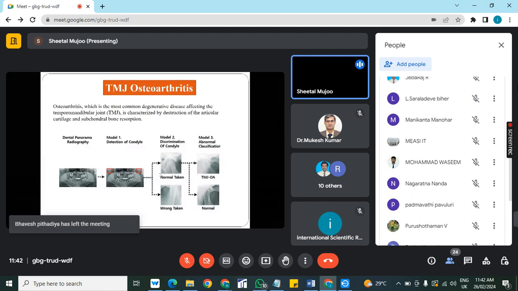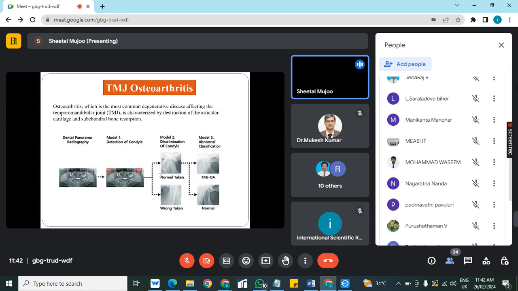You know that TMJ, when there is a degenerative disease, if you take a panorama radiograph, for example, this is how the AI works. It will first detect the condyle, then it will determine whether this condyle is normally taken or abnormally taken, because it has to detect whether the technique which was performed was normal or abnormal, was the technique properly done for taking the radiograph or not.